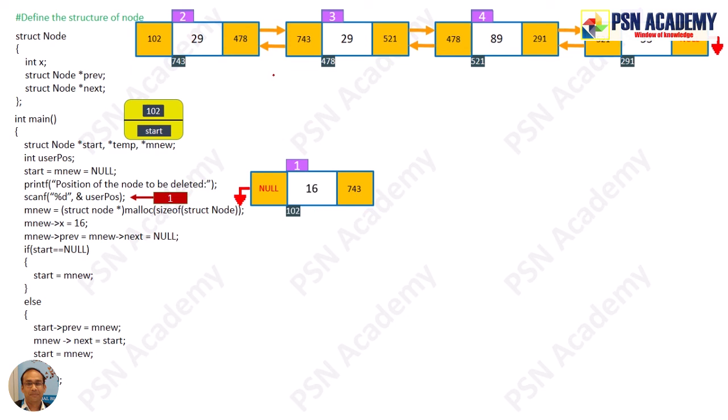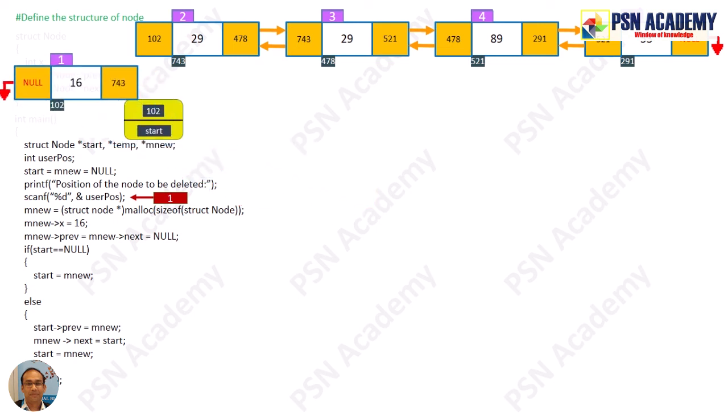So let us clean up a little bit and let us see how it looks finally. Right? So you see that the first node has a PREV null and the next pointer at 743. Now the node at 743 has its PREV pointer at 102. Clear?